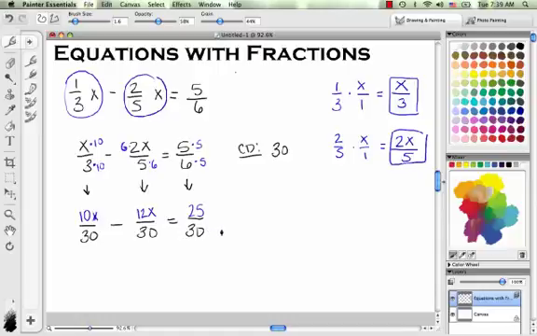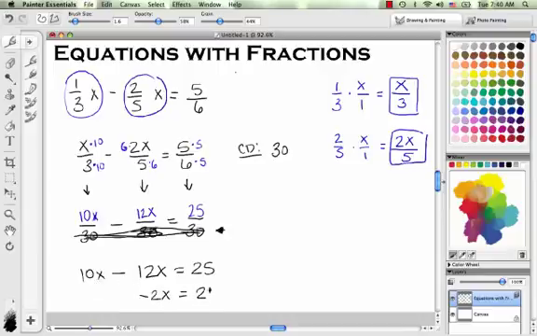And what we've discovered is that if every single term has the exact same denominator, which we do, we have 30 and 30 and 30, then these will cancel if I multiply both sides by 30. Let's scribble them out because we're so excited we've eliminated those fractions. Excellent. So now what do I have left? I have 10x minus 12x equals 25. Well, 10x minus 12x is negative 2x equals 25.